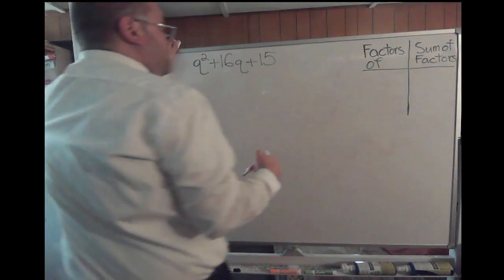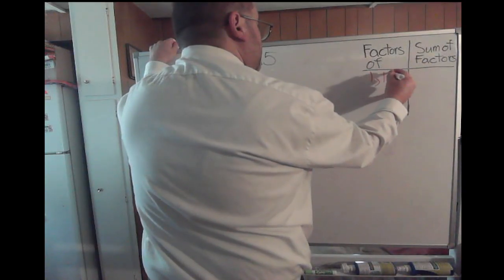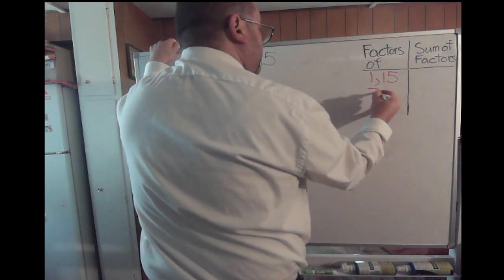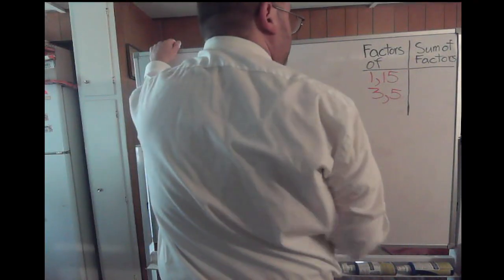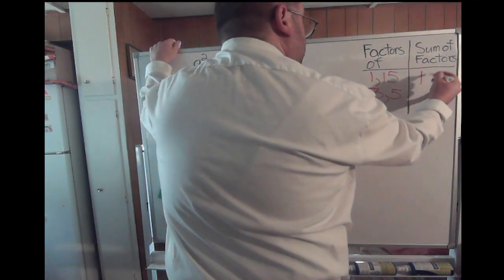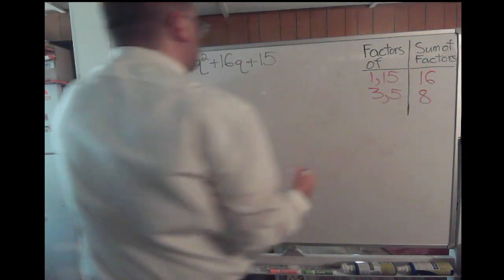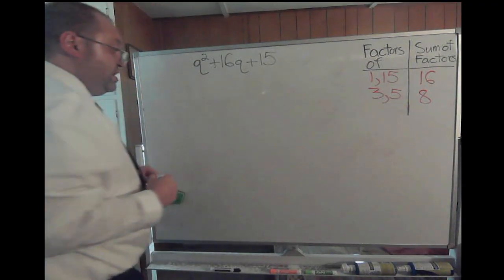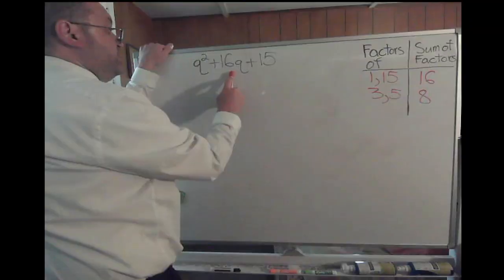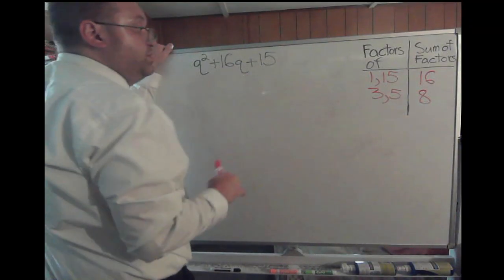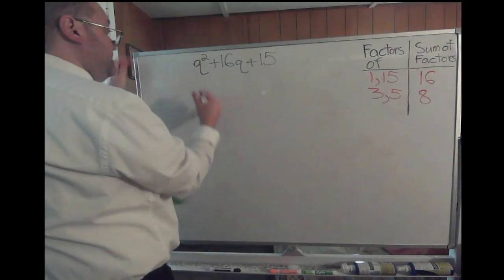So factors of 15, of course you have 1 and 15. The only other factors that we know are 3 and 5. Well, 1 and 15, when you add those factors together, you get 16. 3 and 5, when you add those factors together, you get 8. So we want to find the factors that when added together give us the middle coefficient of 16 on the q to the first term. Well, that happens to be 1 and 15. When added together, those give us 16.